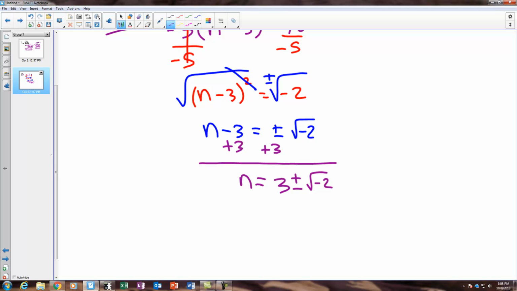So the question is, can we write it as the square root of -1 times the square root of 2? Of course, we have our plus or minus and our 3. The answer is yes, because -1 times 2 still gives me the -2. But we know the square root of -1 is i. So our answer should be 3 ± i√2.